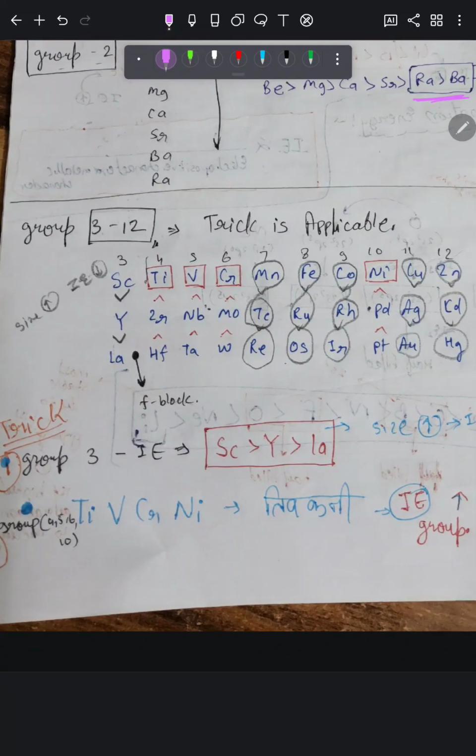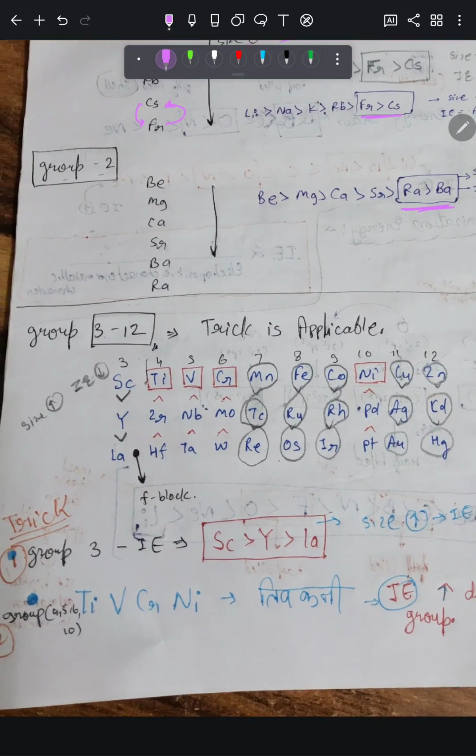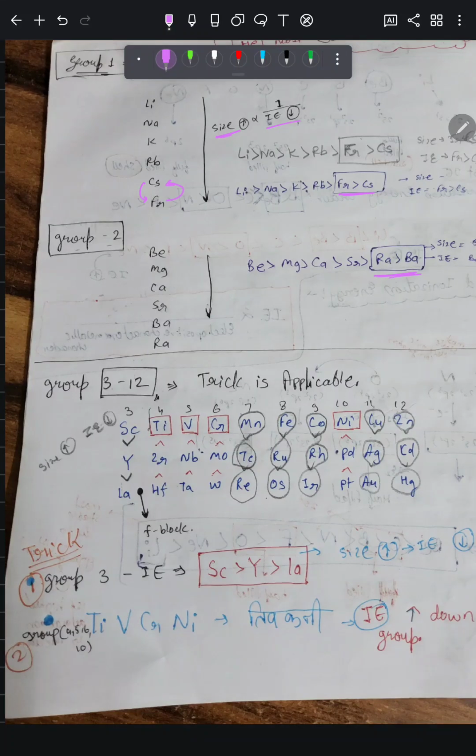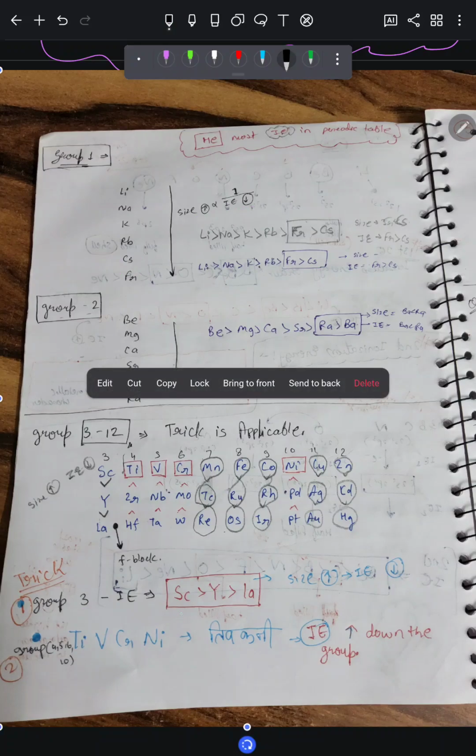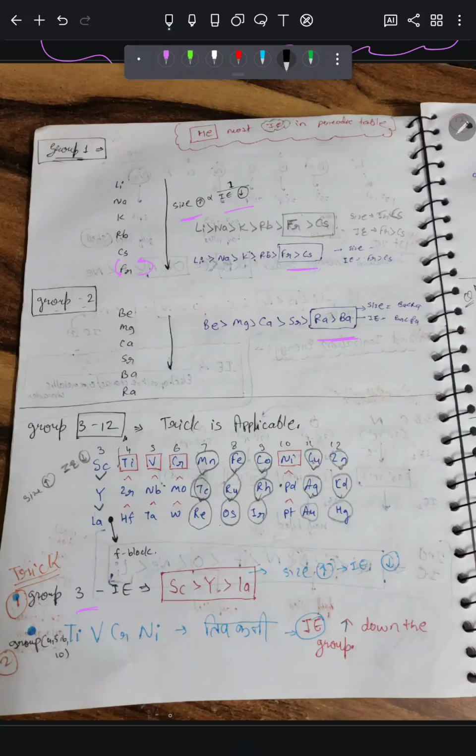And if we talk about group 3 to group 12, there is a trick to remember all the ionization energy for these elements. As you can see, from group 3 to group 12, the electronic configuration of the D shell, the ionization energy order of the third group is seen to be Sc, and Y and La, the size factor and electronegativity inversion. So this can be applied here.